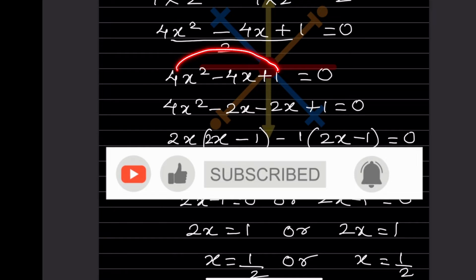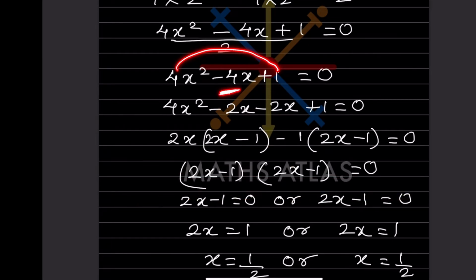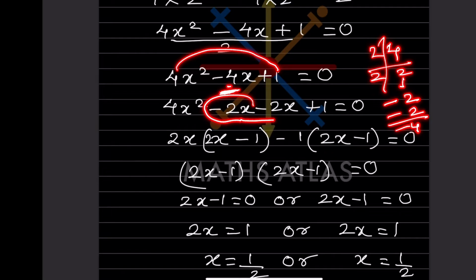Again here, 4 ones are 4. You have to see that it should be minus 4. So here 4 means, if you take the factors of 4, 2 2s are 4 and 2 1s are 2. You want minus 4, so it is going to be minus 2 minus 2, that is going to be minus 4. So minus 2x minus 2x. Hope this part is clear to you.